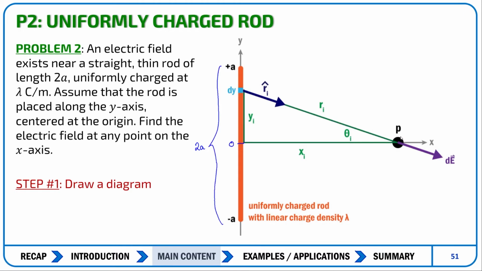So how do we approach this? In order to find the total electric field that is felt at point P, we have to find out the contribution of each tiny piece of the rod along its entire length. So we actually divide this rod up into tiny pieces.